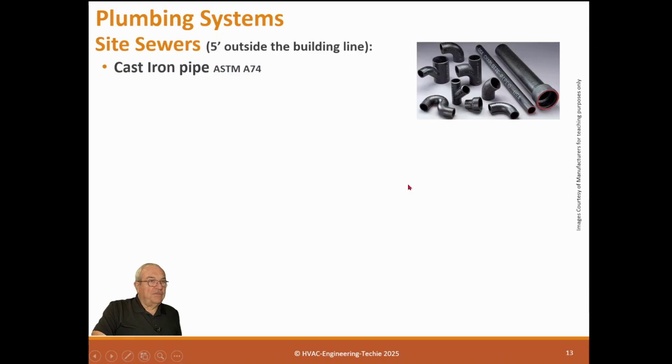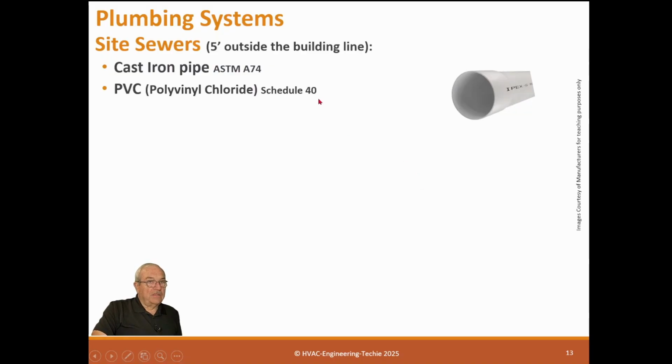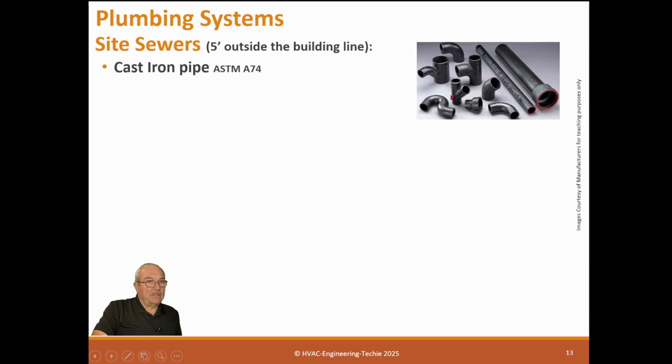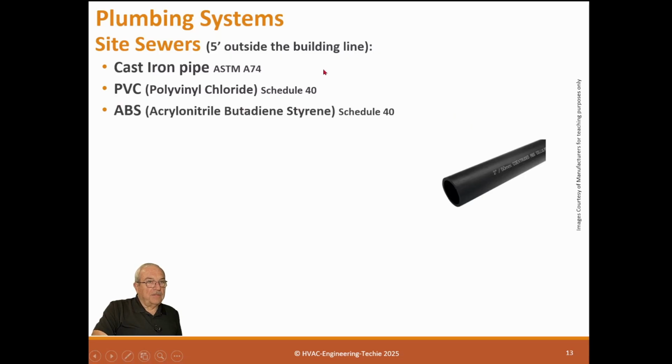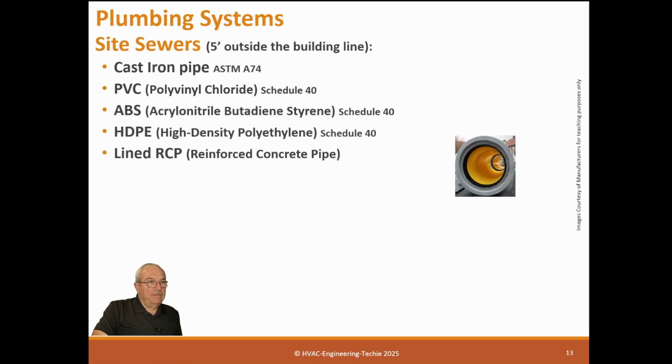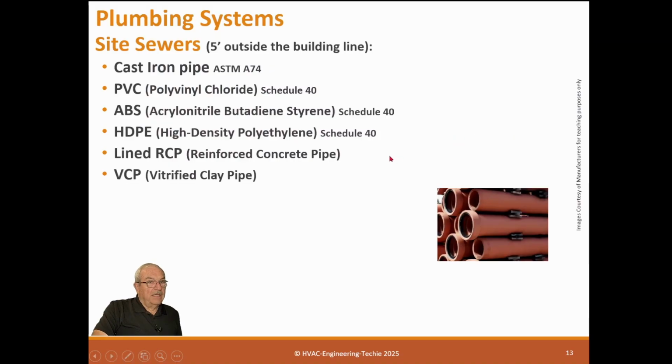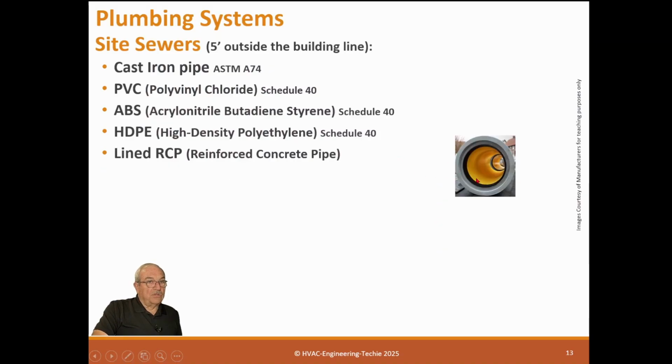Side sewers, five feet outside the building. Cast iron pipe again, but this is actually hub and spigot, not no-hub. PVC Schedule 40, ABS again, HDPE is used, and lined RCP, which is reinforced concrete pipe. You'll see this has a liner. This liner prevents any of the acidic or highly alkaline materials from affecting the concrete pipe. And of course, this is used in big sewers.